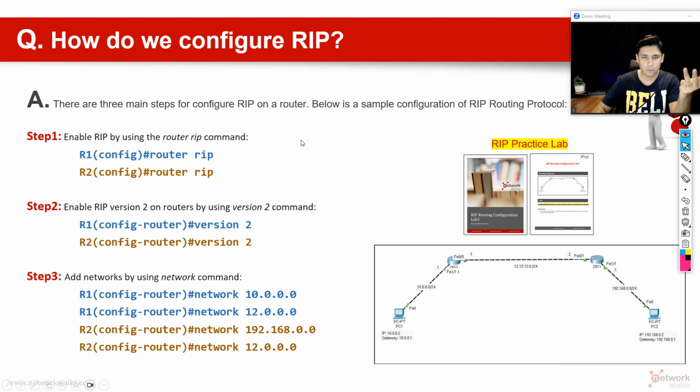So three main steps. The answer to the interviewer is three main steps. Enable RIP, decide the version, and third one, advertise the networks. So this is the interview question.